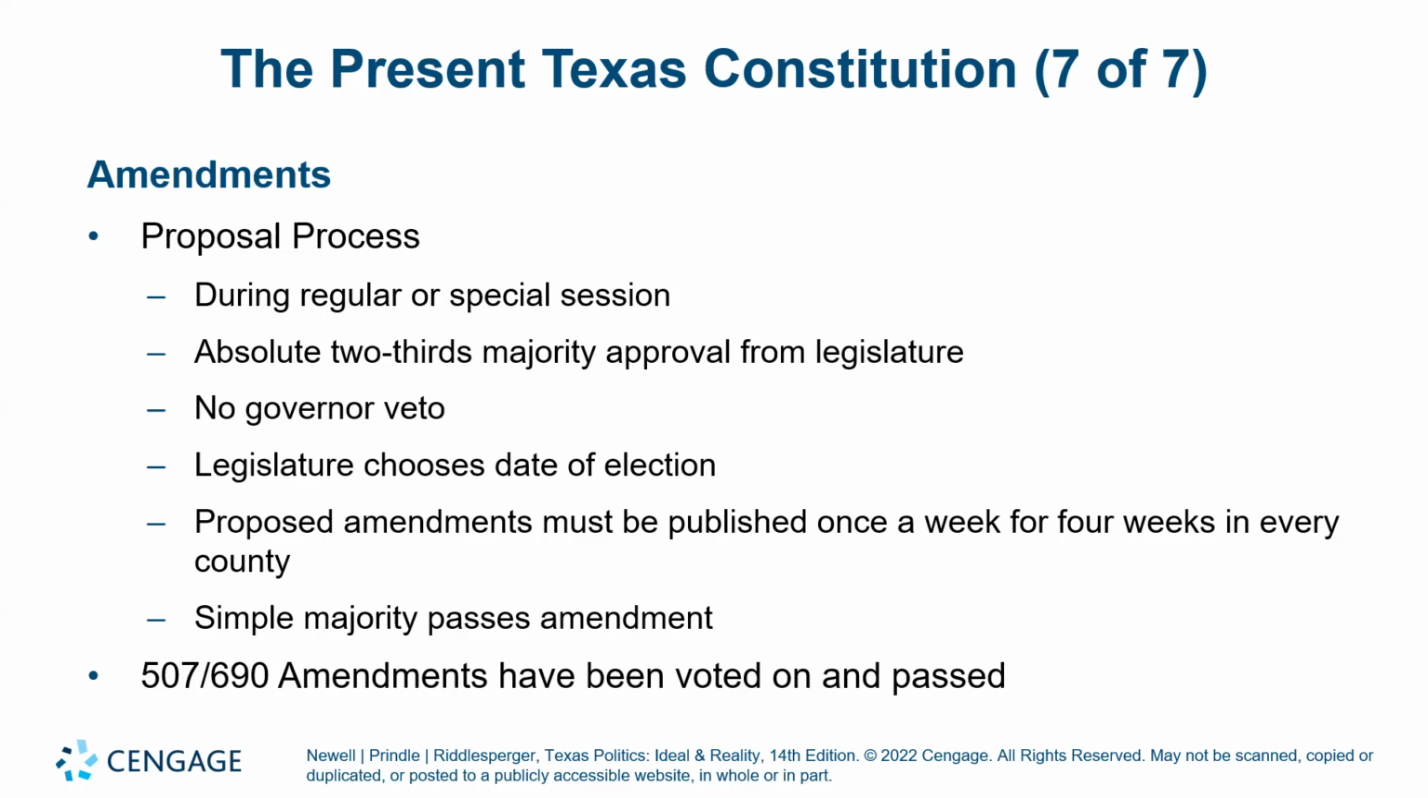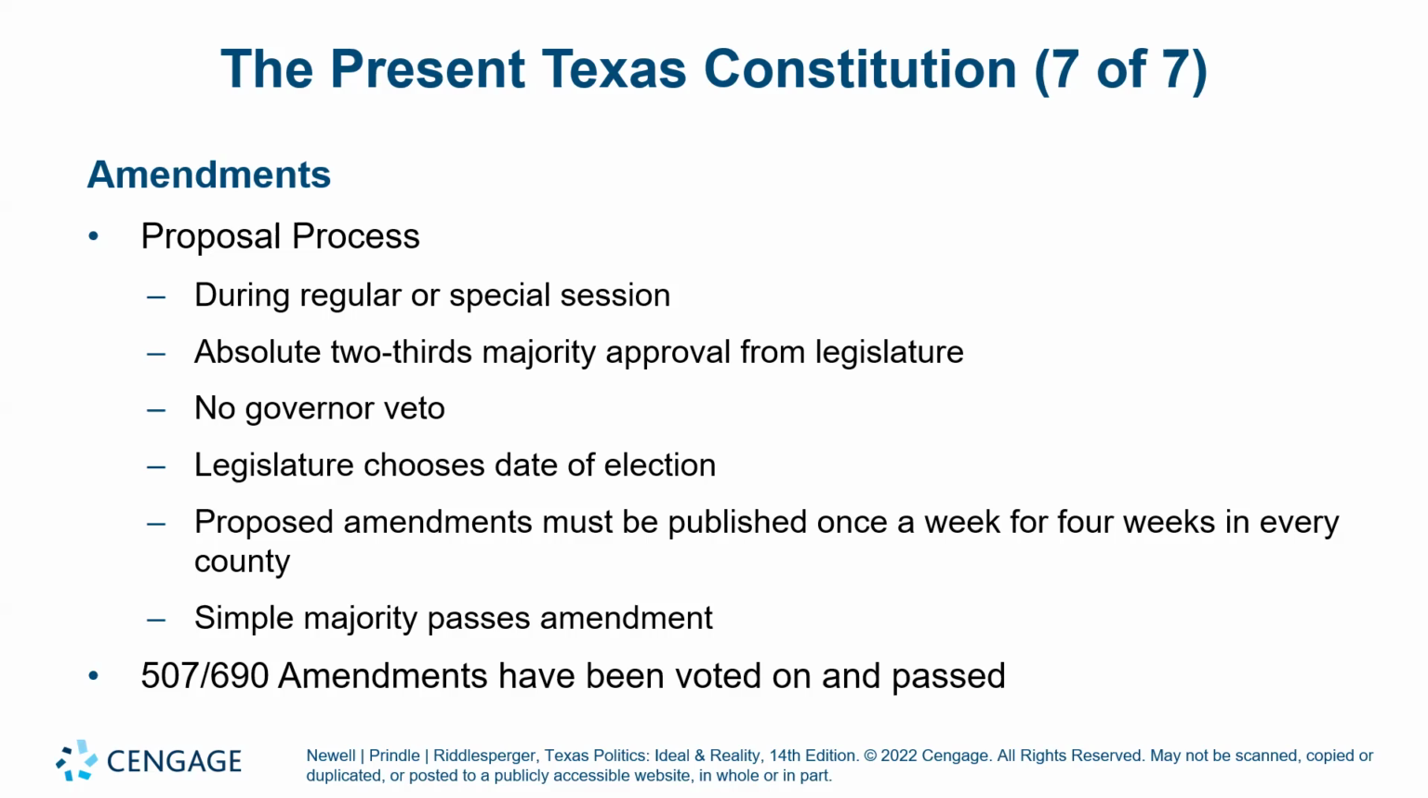The proposed amendments must be published once a week for 4 weeks in every county. It's usually done in the newspapers, where they have a section where they advertise it. And then a simple majority passes the amendment. So you don't need a 2/3 vote to amend the state constitution. You just need a simple majority.